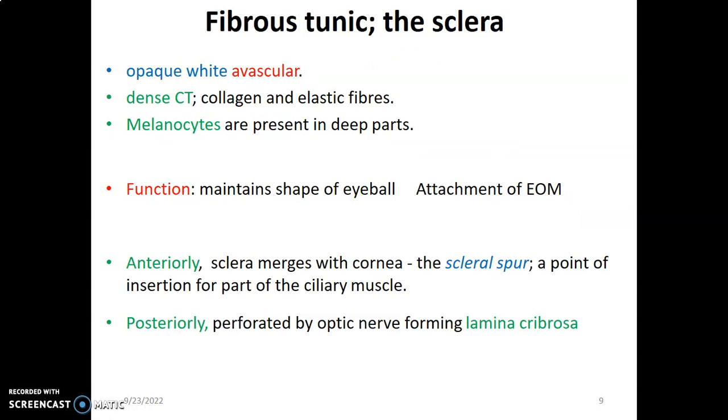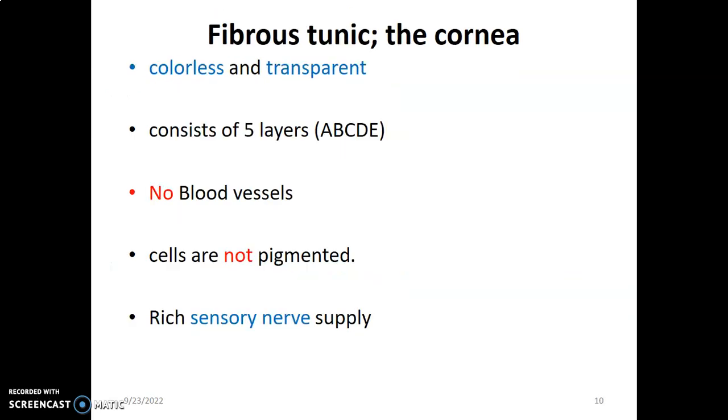Then we have the cornea. The cornea is colorless. Remember, we need light to pass through. It's transparent and it has 5 layers. These 5 layers, we usually call them A, B, C, D, E, which we are going to discuss. Remember, we need the cornea to be transparent, so it has no blood vessels and no melanocytes. You don't need pigmentation or blood vessels, but it has a rich sensory nerve supply, because the corneal reflex needs to protect the eye from anything that wants to fall into the eye.